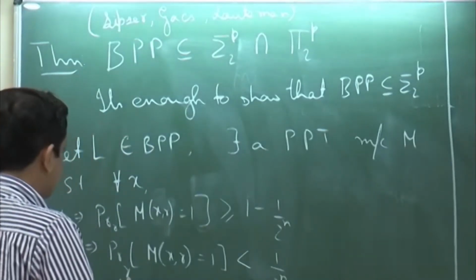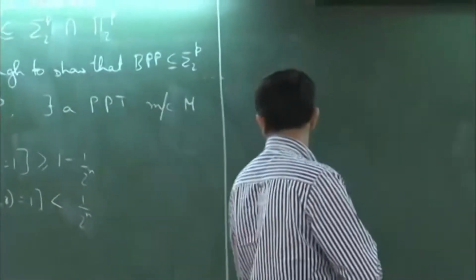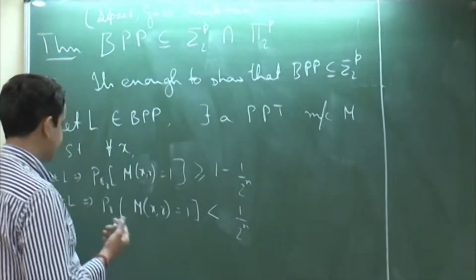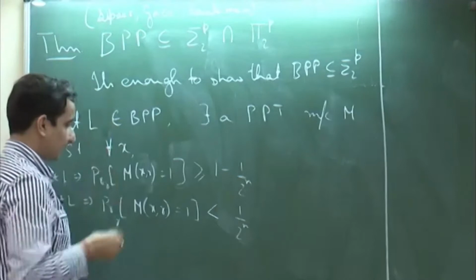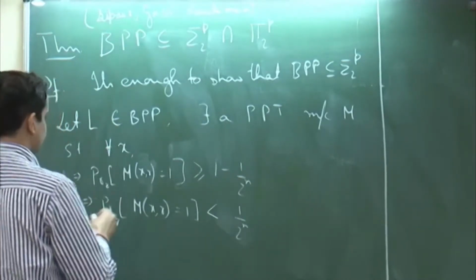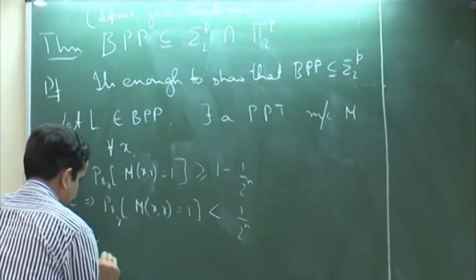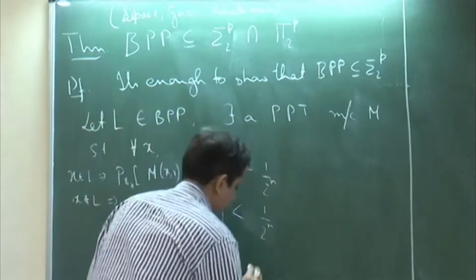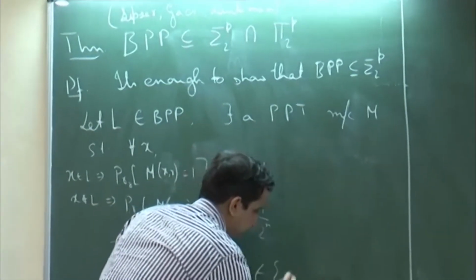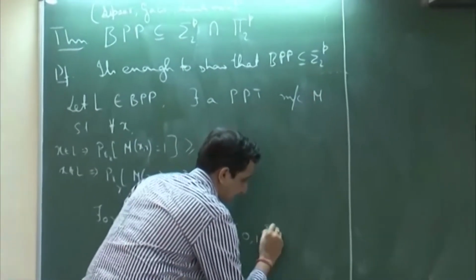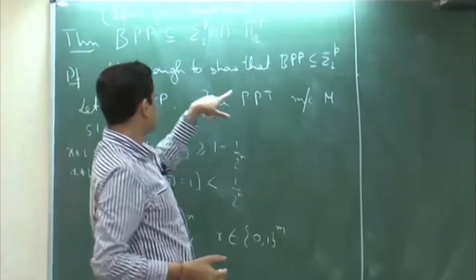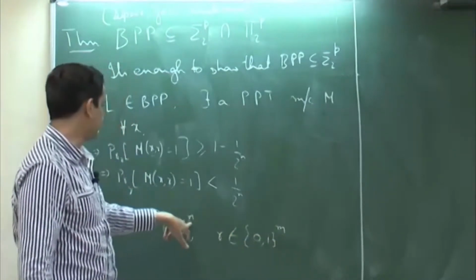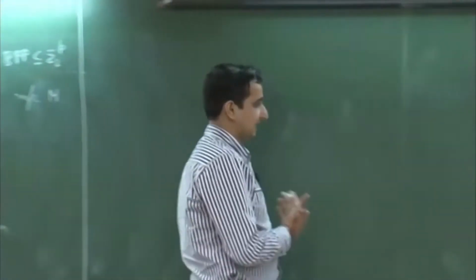So, the idea is as follows. Let us also assume that the random string that this machine uses has length some m. Suppose we are looking at x in {0,1}^n and r in {0,1}^m. Since the machine that we are considering is a polynomial time machine, m cannot be more than polynomially larger as a function of n.